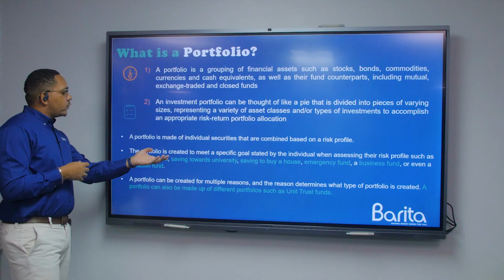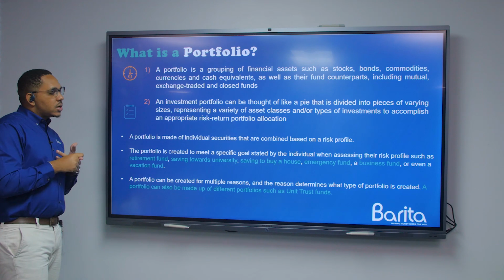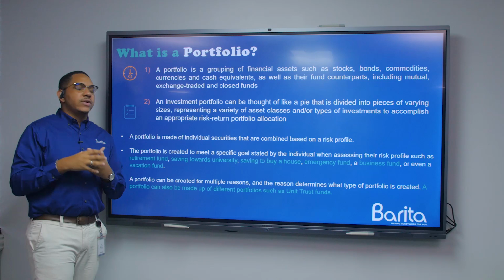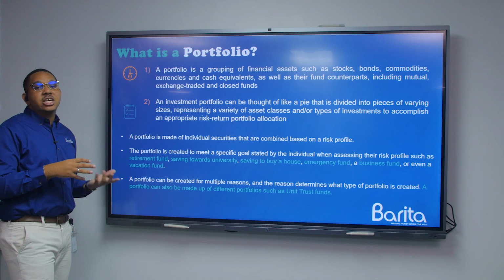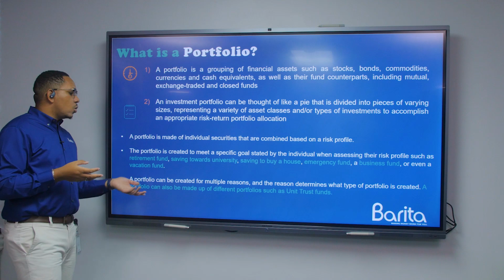So a portfolio is created to meet a specific goal stated by the individual when assessing their risk profile, such as a retirement fund, saving towards university, saving to buy a house, an emergency fund, or a business fund. A lot of young people leave university with an idea that they want to explore. Two of their friends come together and say, let's put some money aside so in 5 years' time we can act on this idea. So there are multiple goals. Even a vacation fund: people create vacation funds, putting down money every month or every year. At the end of every year, maybe every Christmas or summer, we take a trip anywhere in the world. There are multiple different objectives that a portfolio can have.